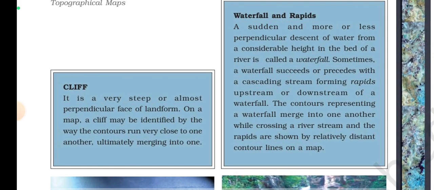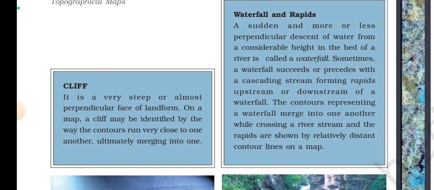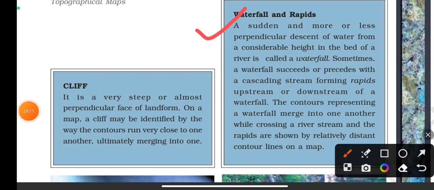Next, move on to the waterfall and rapids. A sudden and more or less perpendicular descent of water from a considerable height in the bed of a river is called a waterfall. A sudden and more or less perpendicular, so it is the definition of waterfall. Very good.